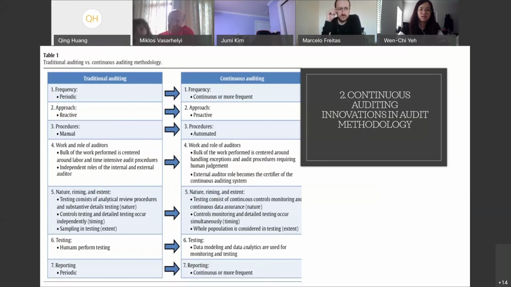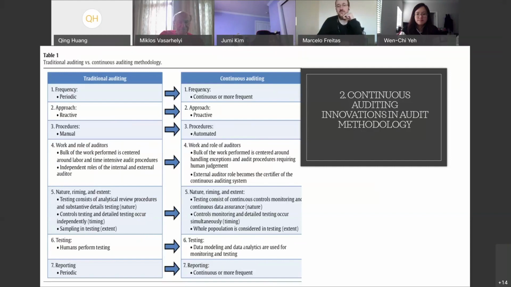The third is about the procedures. Actually, the traditional audit is a manual audit, while for continuous auditing, procedures are automated. But that doesn't mean we don't need the manual process in continuous auditing. Some procedures that require complex judgment or professional skepticism still need to be performed manually by the auditor.